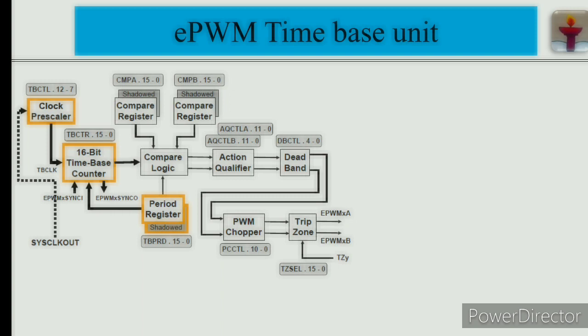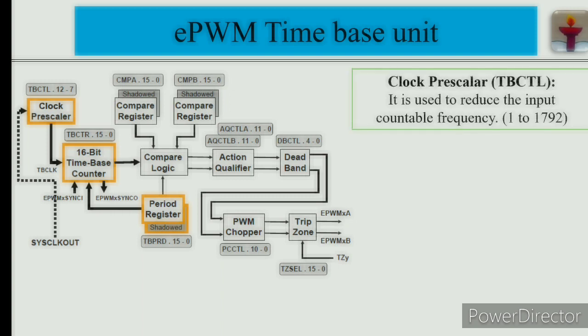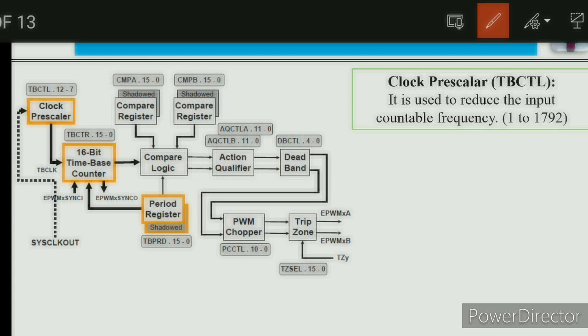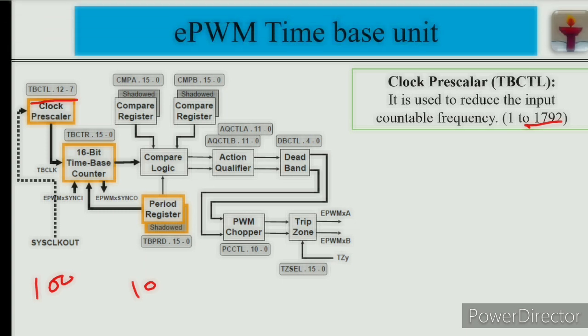Now what is the clock prescaler? Suppose your frequency is 100 megahertz and you want the time base counter to run at 10 megahertz. The clock prescaler is used to reduce the input counter frequency by 1 to 1792. How can we do that? By using the TBCTL register, we can reduce the frequency from 100 to 10 depending upon your application, right?